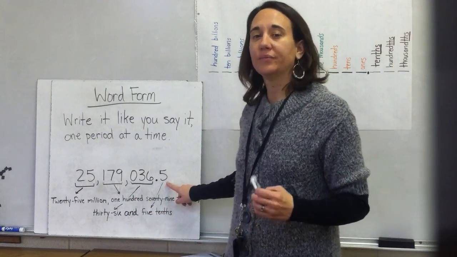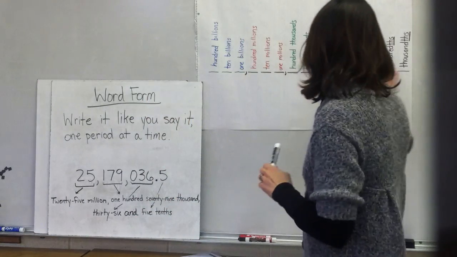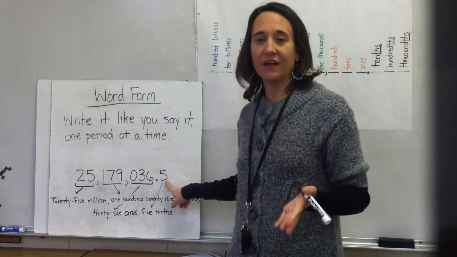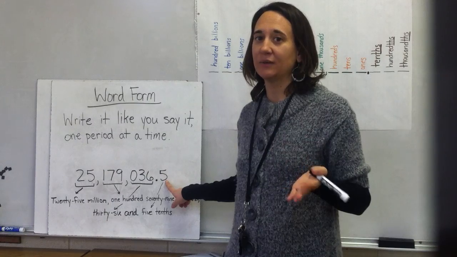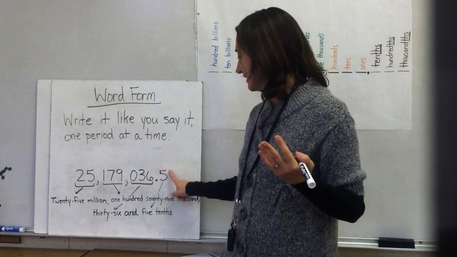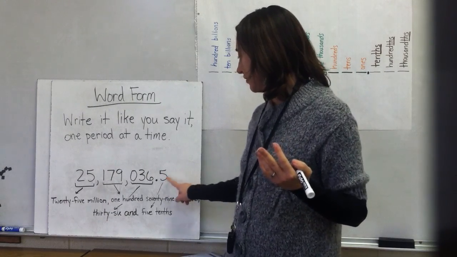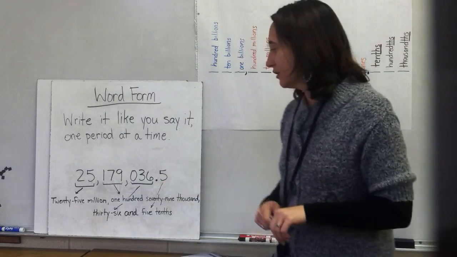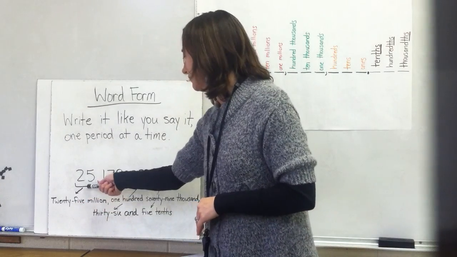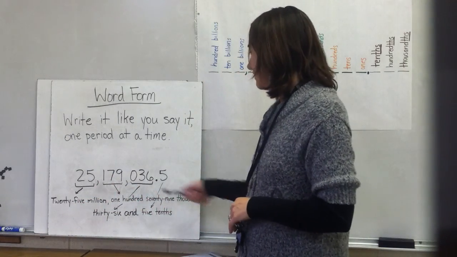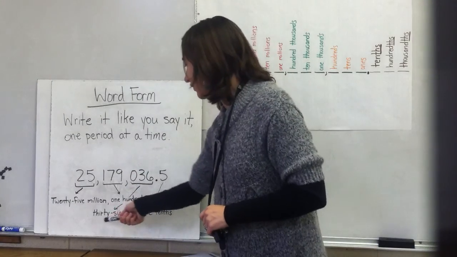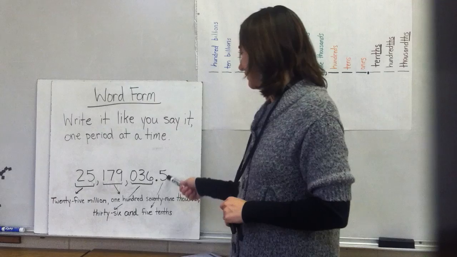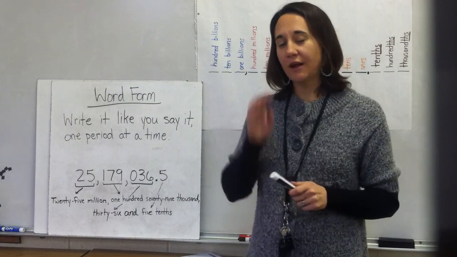Now for the parts of the whole, for the decimal over here, you're just going to say whatever number is there, which in this case is 5, and then you're going to name the place value that it ends in. In this case, it ends in the tenths place. There's no hundredths, there's no thousandths. It ends in the tenths place, so we'd say 5 tenths. So you look at that again. 25,179,036 and 5 tenths. You have that in your notebook.